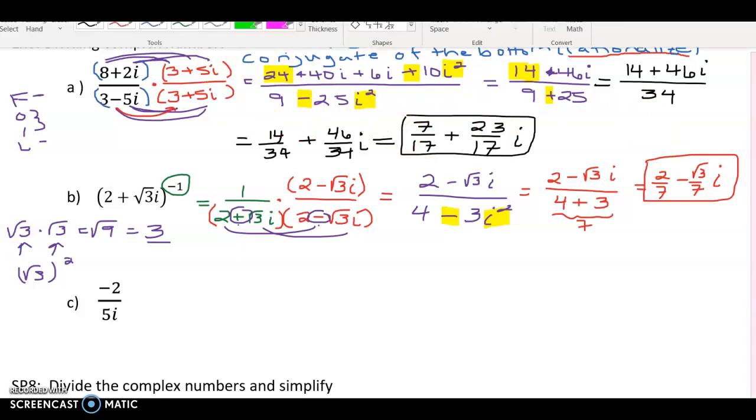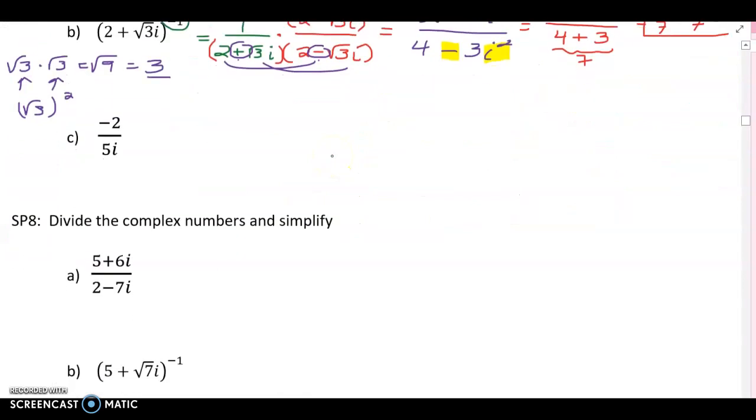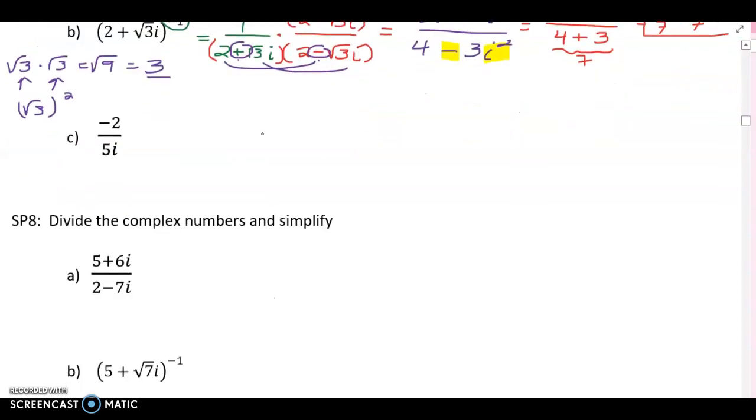All right, last one here. Part C. If I go too fast on a video, remember you can always pause and go back. I wish we could do that in class, but we can't. Anyway, so this one is -2 over 5i. Now there's not two terms here, so we can't really do the conjugate. But remember, this is 5 times the square root of -1.